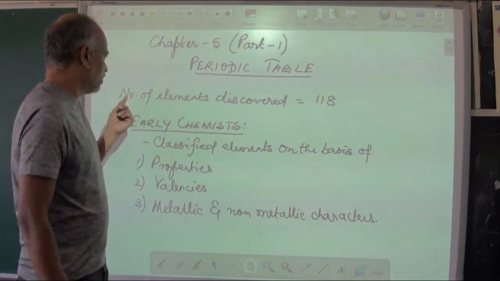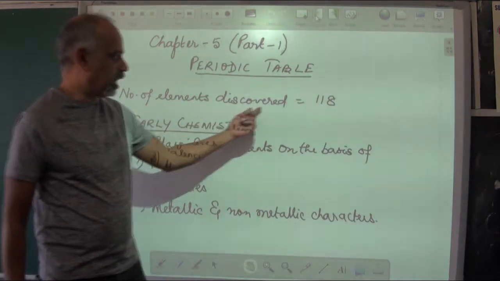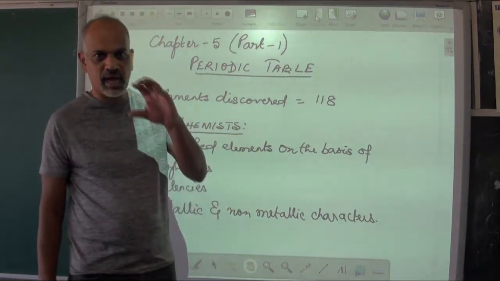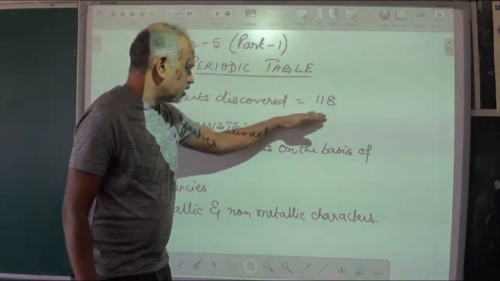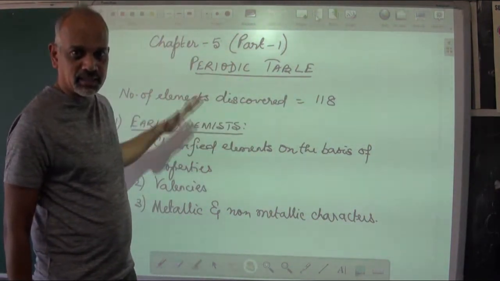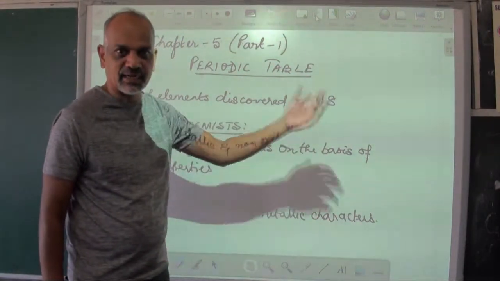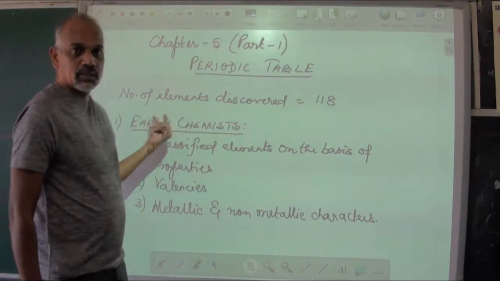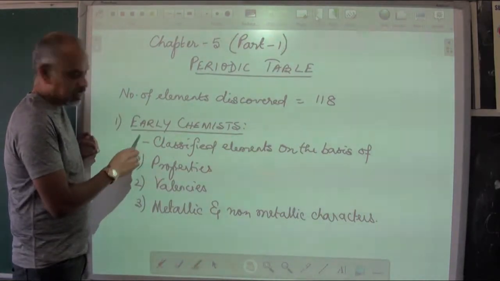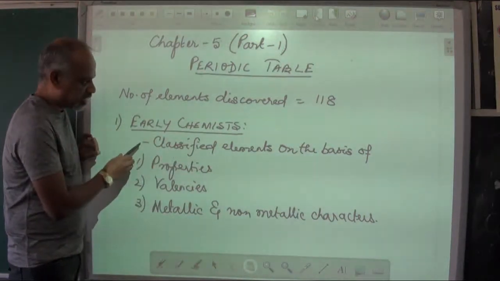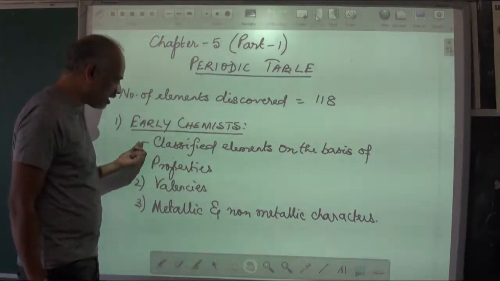Now, till date, the number of elements that were discovered is 118. These 118 elements have to be arranged in a certain order. In the early ages, there were not 118 elements. Some of them were found a little later. Those elements had to be arranged. So, first, the early chemists started arranging these elements, not called the periodic table, but started arranging them.